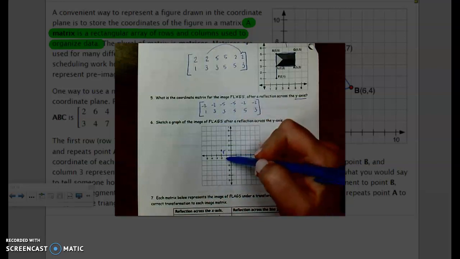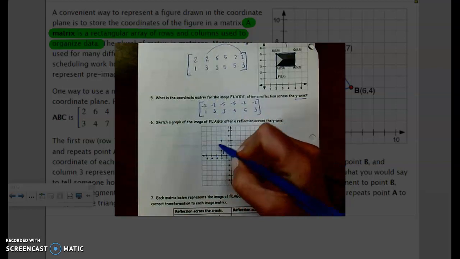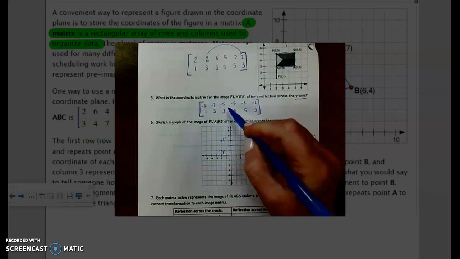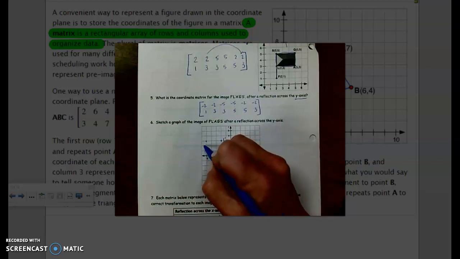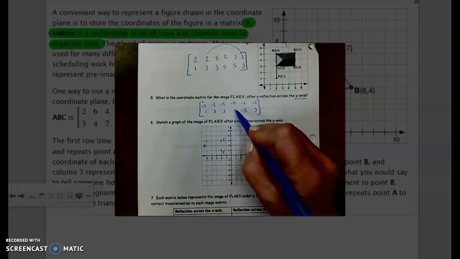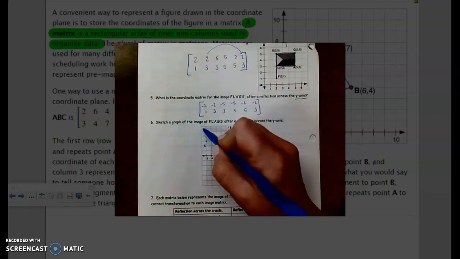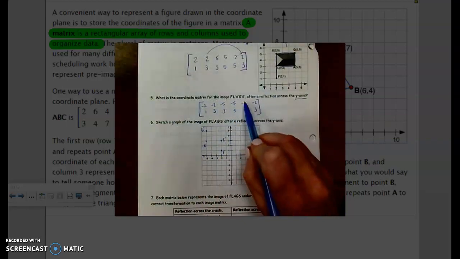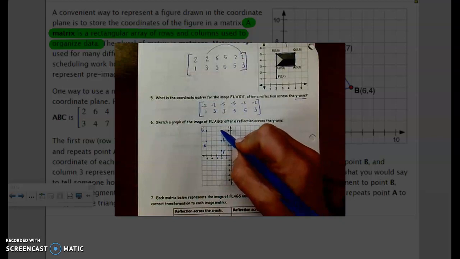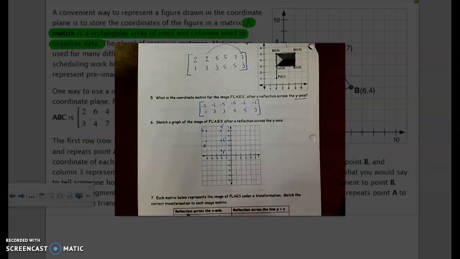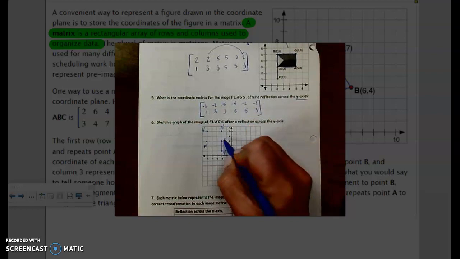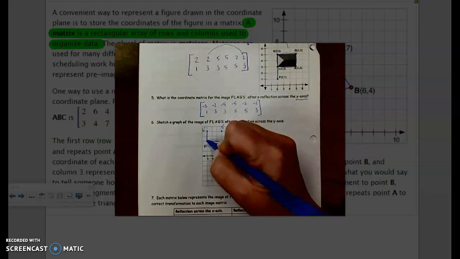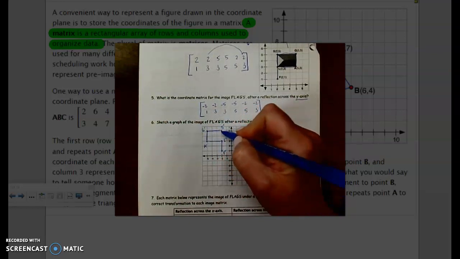And then -2, 3 is the L prime. And then we have -5, 3, which is my A prime. We have -5, 5, which is G prime. -2, 5, which is S prime. And then remember, -2, 3 is just going back to L. So I can connect these, F to L, L to A to G, G to S, S to L.